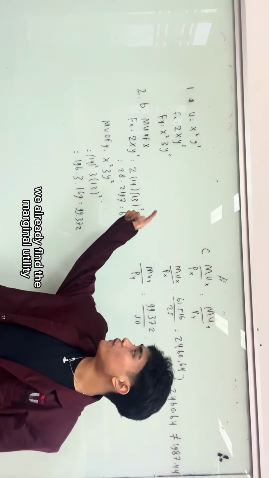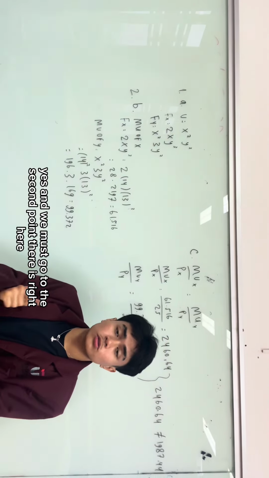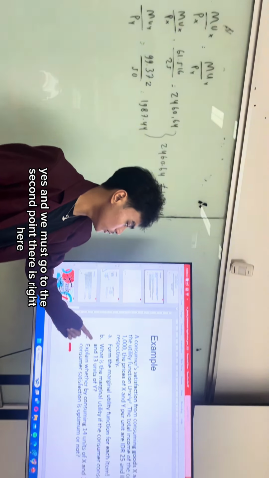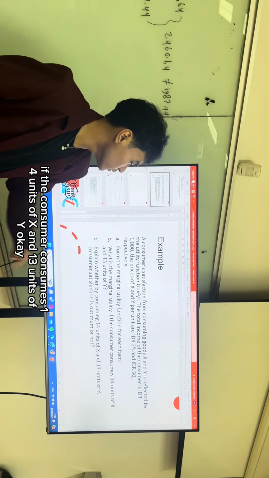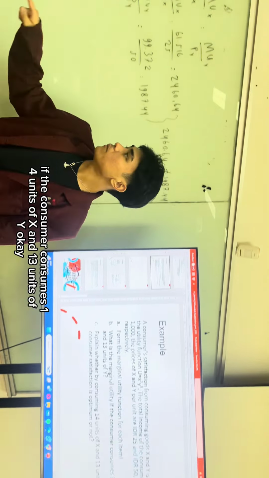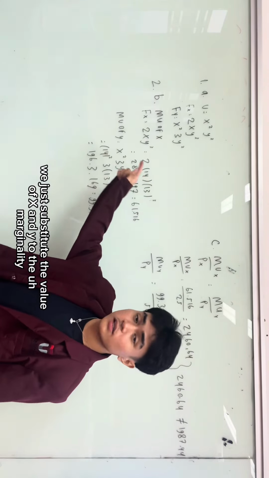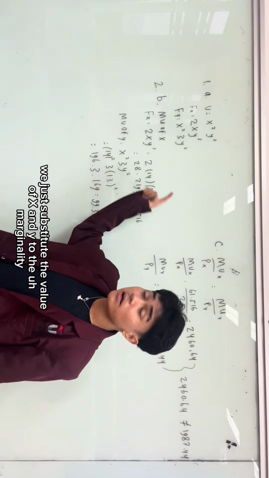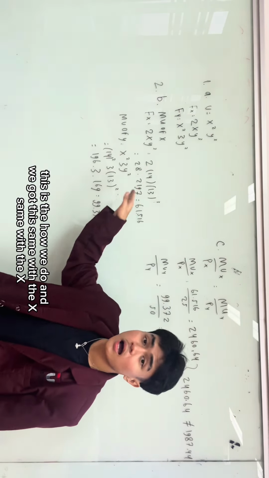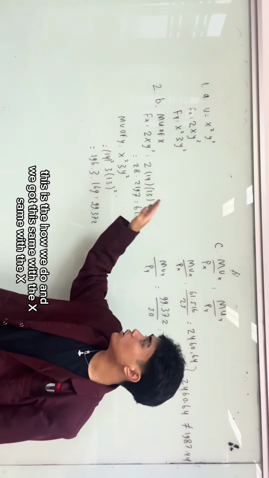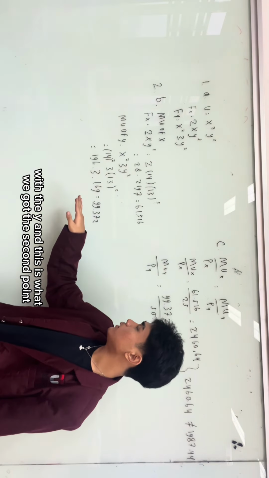Because we already found the marginal utility, we must go to the second point. Right here: what is the marginal utility if the consumer consumes 14 units of X and 13 units of Y? Okay, so how to answer it? We just substitute the value of X and Y into the marginal utility of X, and we got this. This is how we do it. We do the same with the Y, and this is what we got.